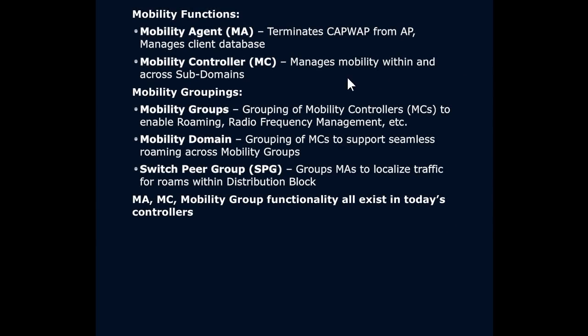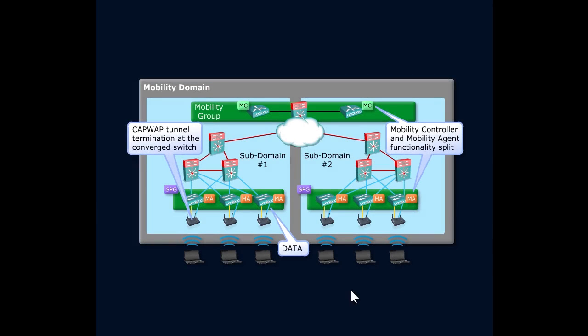First, we have core functionality that's going to be running here in our converged environment, consisting of the mobility agent and the mobility controller. The mobility agents are the termination point for the CAPWAP tunnels. This maintains the client database. So what clients do I keep track of right now? That's right there at the mobility agent. You can have one or more of those.